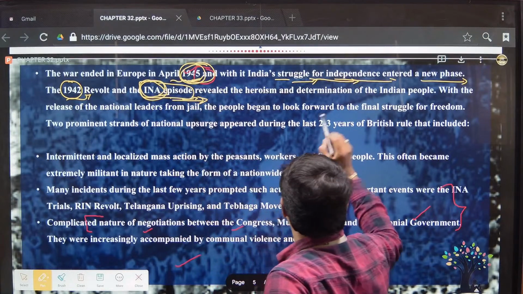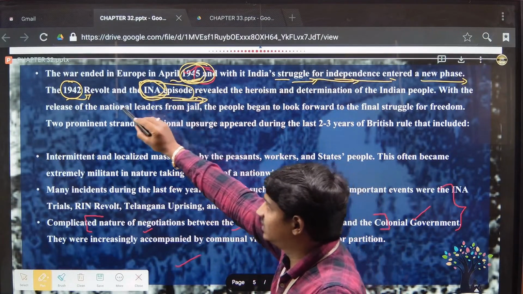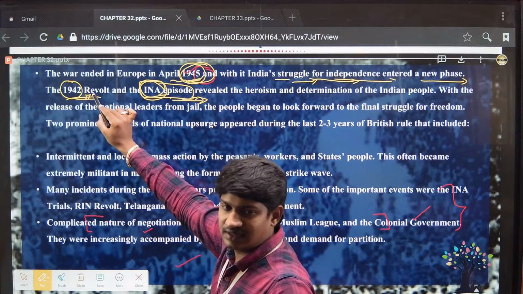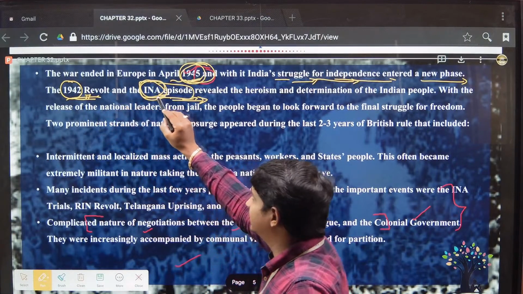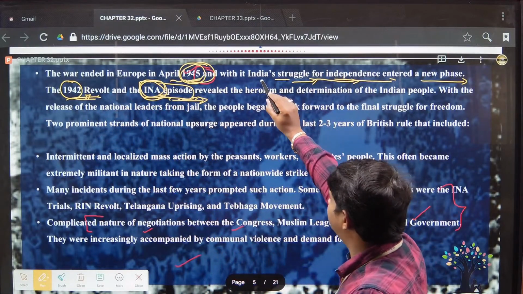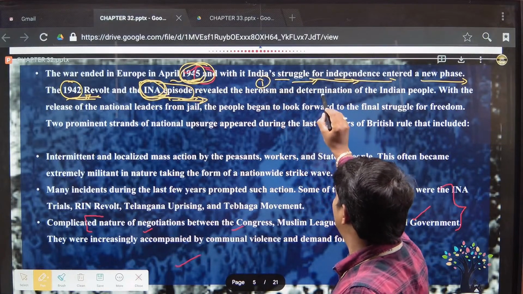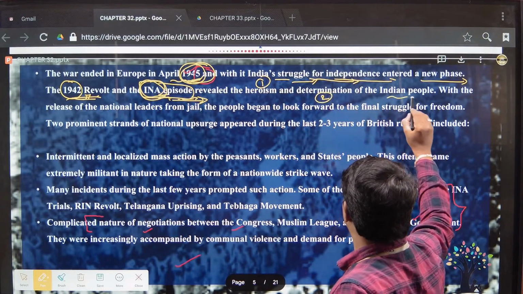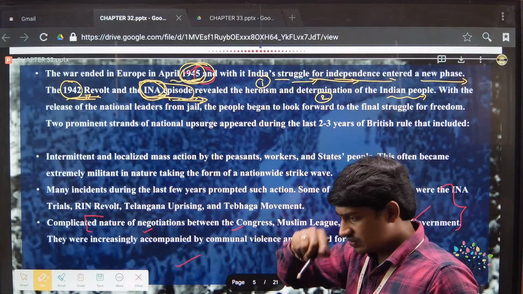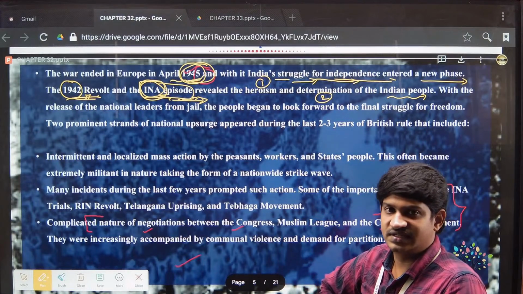Because of this, the 1942 revolt, which is none other than the Quit India movement, and the INA trial, we can see the heroism and the determination among the Indian people. That is what the Indian National Congress leaders thought.